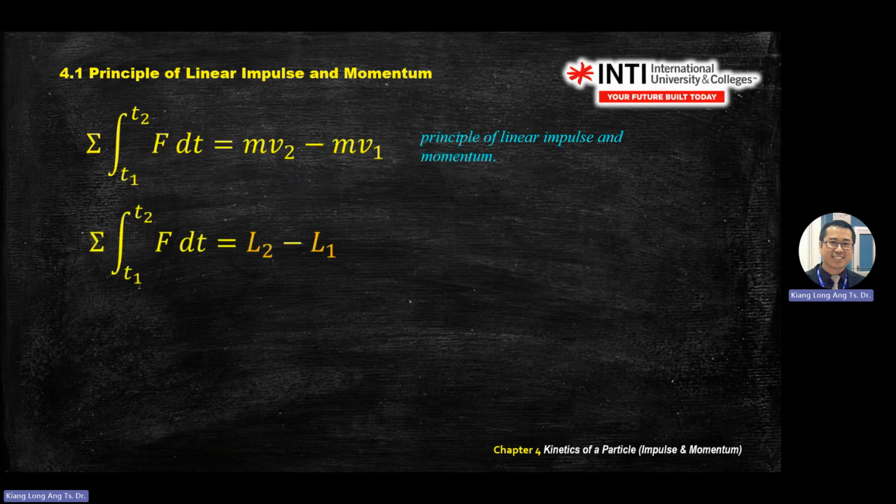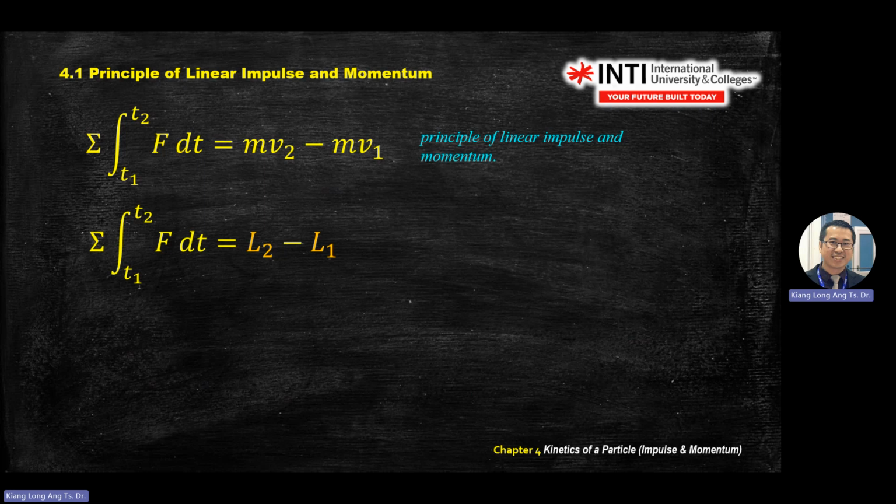As long as you need to find velocity in a quick way, you are given force, you're given time, you can find the final velocity using this equation. You can solve using F equal to ma also, but if the question forces you to use the principle of linear impulse, you need to use this form. You write sum of integration F dt equal to mv2 minus v1.